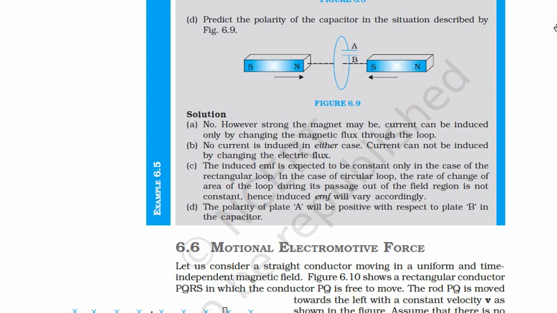Let us see how they have explained this. The induced EMF is expected to be constant only in the case of the rectangular loop. In the case of the circular loop, the rate of change of area, that means how the area is changing with time during this passage out of the field region, is not constant. We have seen that the area for the rectangular loop was constant per second, but not constant for the circular loop. Hence, the induced EMF will vary accordingly. So, the induced EMF will also change.